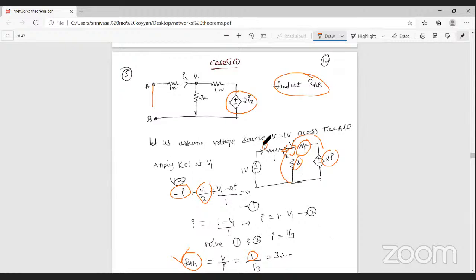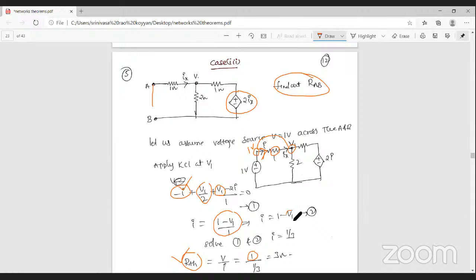Finally, you can get the current value I. This value I is required, but here the unknown is V1. So to eliminate V1 and find the current I, from this network you can observe that the I current is the voltage at this node, that is 1 volt, minus the voltage at this node, V1, divided by this resistance. That is 1 minus V1 by 1, that is the I value. From this, I is equal to 1 minus V1.